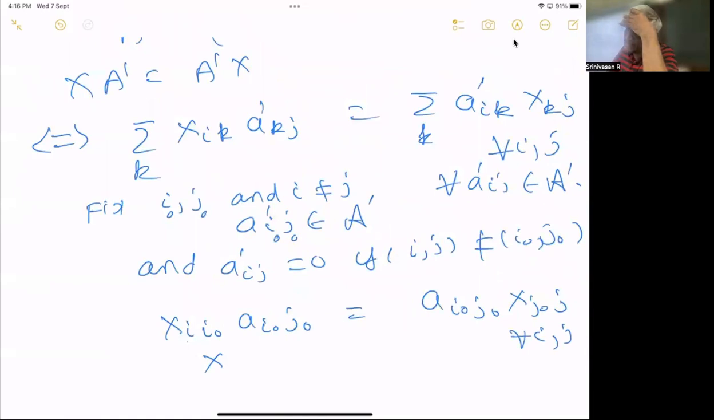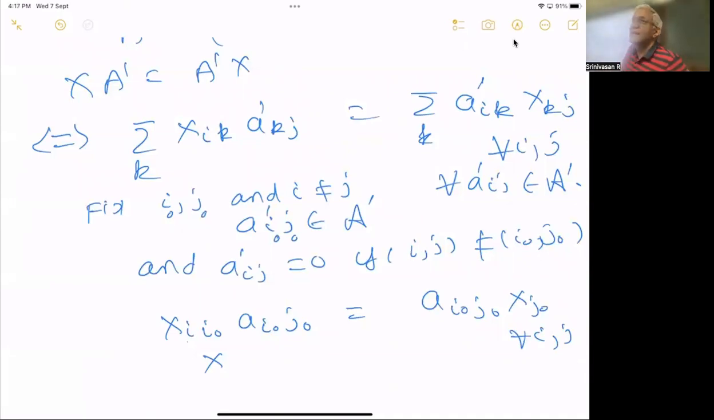See, here this a_{kj} is non-zero only for j equal to j0 and k equal to i0. So this is for j equal to j0 only, right? Now here, what has become? Here it becomes i0, no? Here it becomes the i0, k j0, k j0. Right. So what is the right expression?